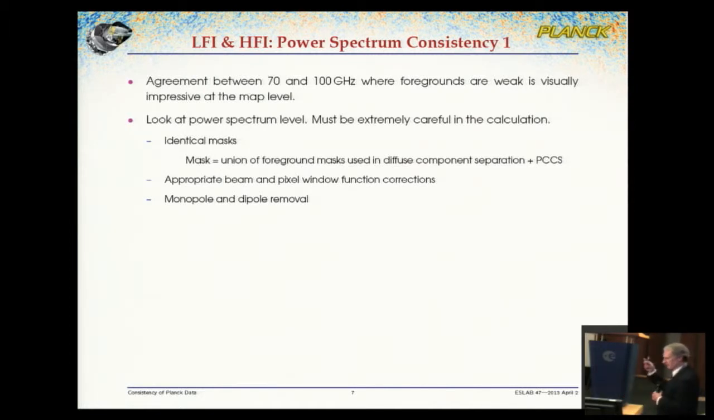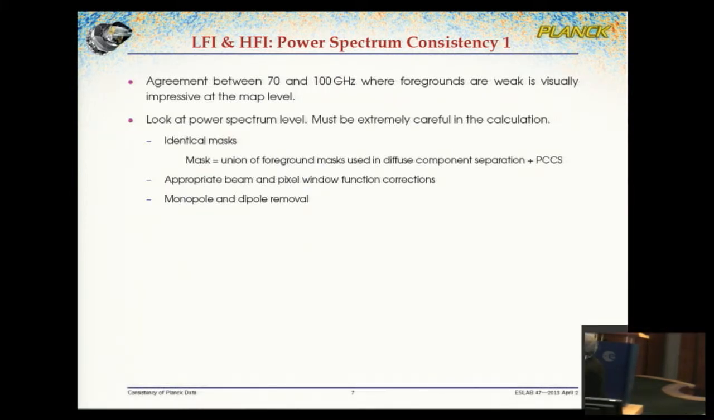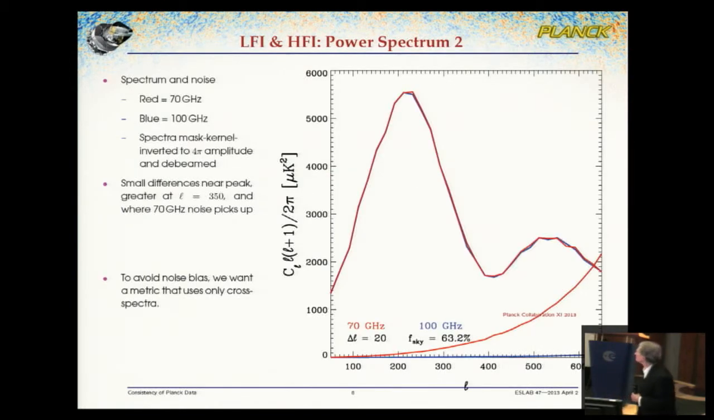Quantitatively, though, you don't get numbers from the visual impression. So we'll look now at the power spectrum level. In making a comparison, you have to be extremely careful not to introduce artifacts just in the comparison. Extreme care has been taken. Identical masks for 70 and 100 gigahertz. The union of all the foreground masks used in the diffuse component separation that Mark and Carlo showed, plus all of the sources in the PCCS are masked out. You have to get the appropriate beam and pixel window function corrections. And you have to be careful about monopole and dipole removal. All of that's been done.